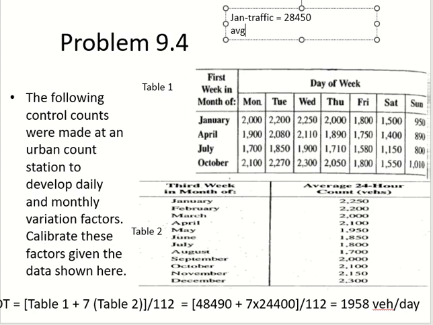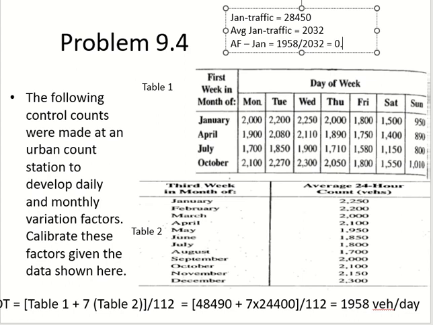Okay, so average, how much? 2032. Adjustment factor for January: what upon what? Annual, which is 1958, divided by the average of January. 0.96. Clear? Clear? Any problem?